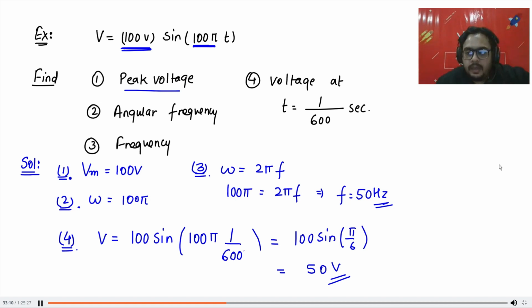In the fourth part, I have put the value of t. I have only put the value of t, this t is time. I have put this value. When I put it, I got pi by 6. Pi by 6 means 30 degree. So I put the value of 30 degree. Sin 30 degree is 1 by 2. So I cancel 2 with the 100 and I get 50. Did you get it or not?